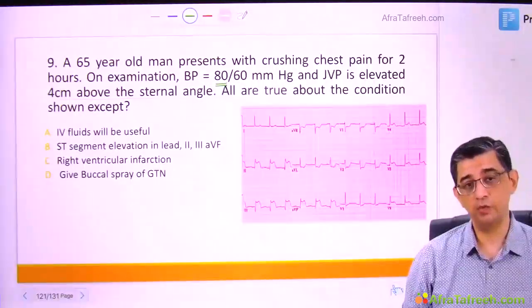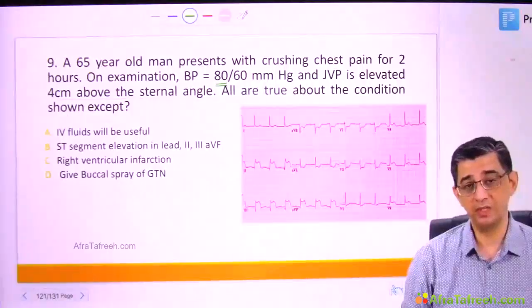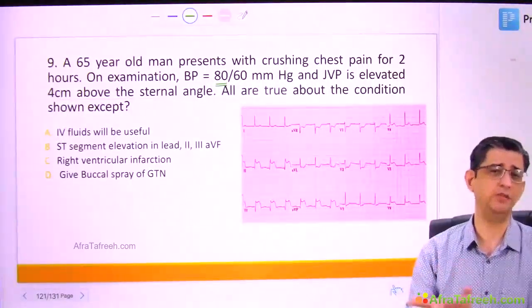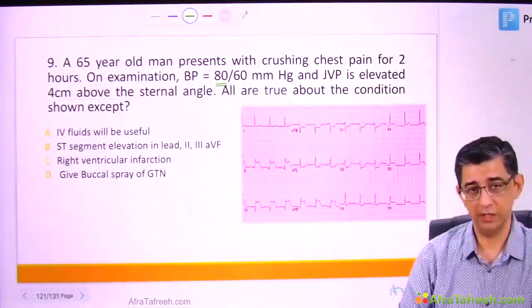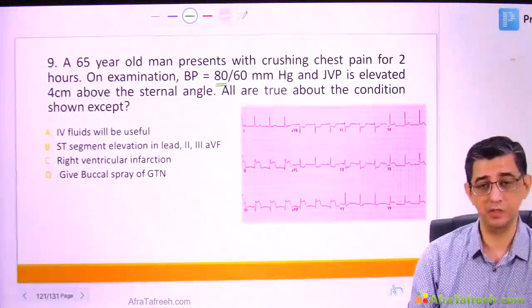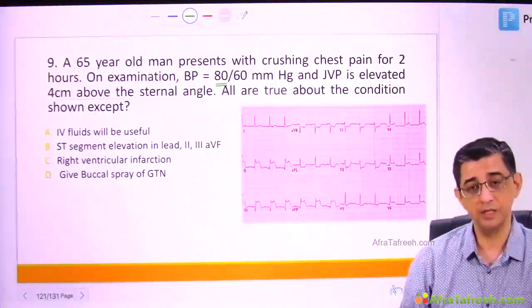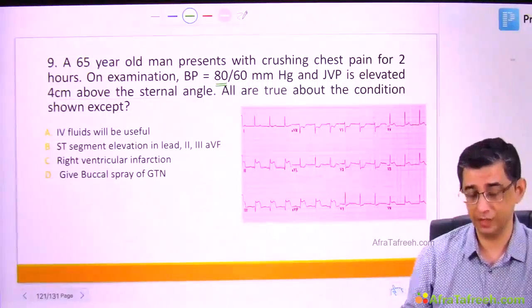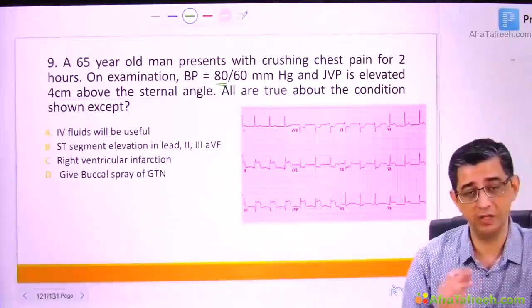JVP is elevated 4 centimeters above the sternal angle. So that is telling me probably the right ventricle is at fault, though obviously left ventricular failure causes right ventricular failure. So I'll keep my options open. All are true about the condition shown except. What I have interpreted from the theory is that this question is based on acute coronary syndrome, most probably an MI, because the blood pressure is dramatically low, and elevated JVP tells me that the right side is getting involved, either due to isolated right ventricular involvement or secondary to left ventricular involvement.